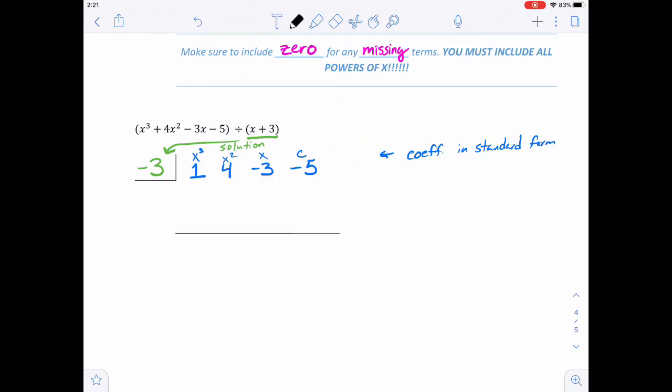Now, below my constant, my last term, I'm going to draw a box, and inside this box is going to end up being my remainder. All right, so let's talk about the mechanics. How do we do this now? First thing we do, drop this. We don't do anything to it. Do nothing. Just copy. 1.